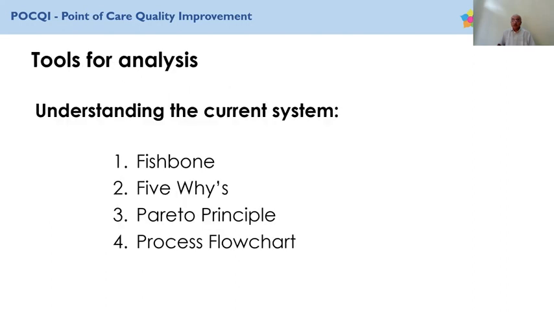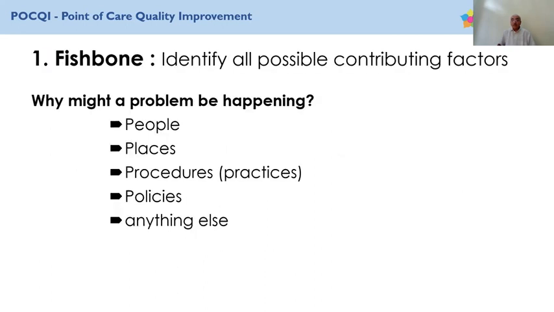Now, the tools for analysis commonly used in quality improvement are Fishbone, 5Y, Pareto Principle, and process flow chart. Let us understand now, one by one, how to use these methods in quality improvement.